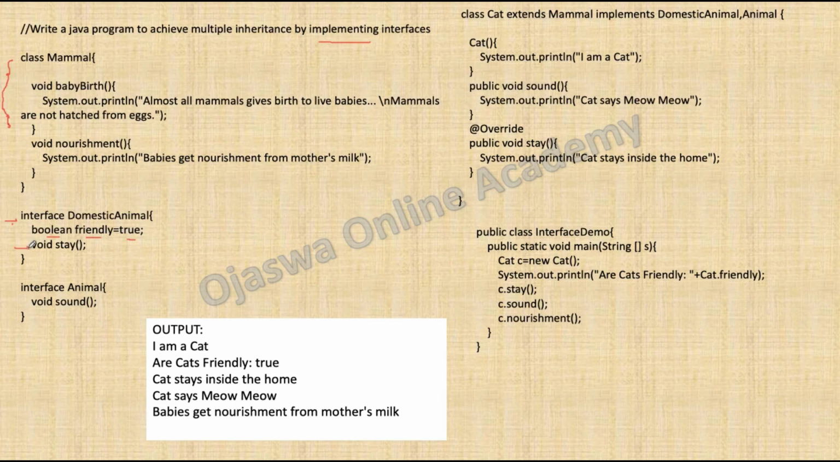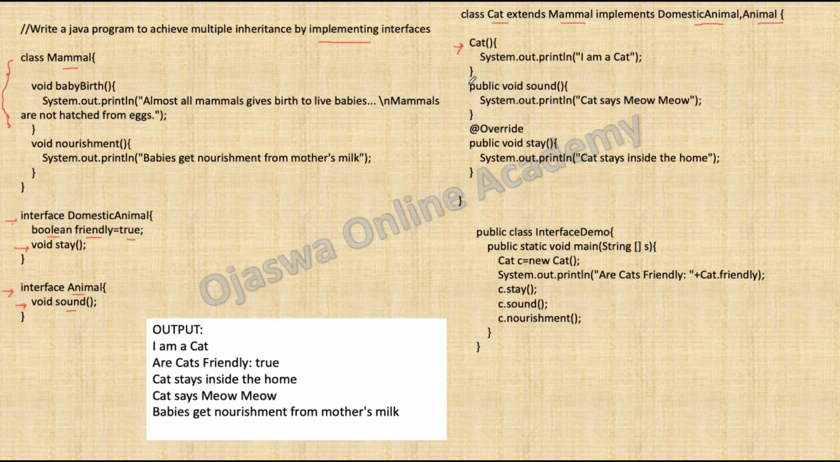Next, it has an abstract method, public abstract void stay. There is one more interface named Animal. It has an abstract method void sound. Then we have a subclass Cat extends Mammal. So Cat is extending a regular class Mammal. At the same time, it implements two interfaces, DomesticAnimal and Animal. So here we are trying to achieve multiple inheritance by implementing multiple interfaces and extending the class at the same time. There is a default constructor.